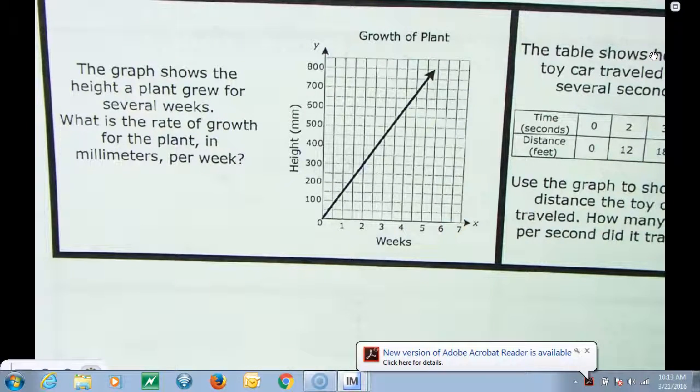Is it proportional? Yes. Why? It goes to the origin, and it's linear. It's got to be linear too, guys. It's got to be a straight line.